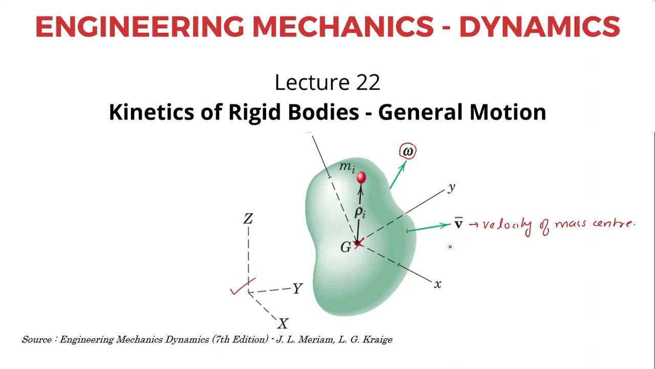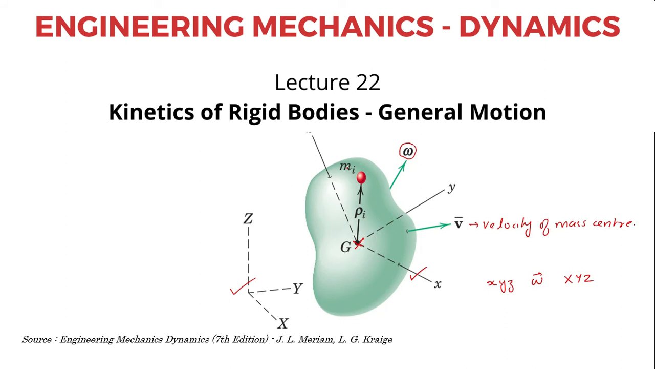Now what I do is attach the secondary reference frame small xyz with its origin at the mass center, such that it is embedded within the rigid body. That means the corresponding secondary reference frame xyz also undergoes an angular velocity omega with respect to the primary or inertial reference frame capital XYZ, since it is embedded within the rigid body here.